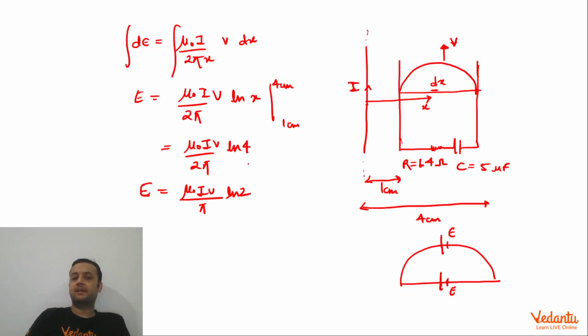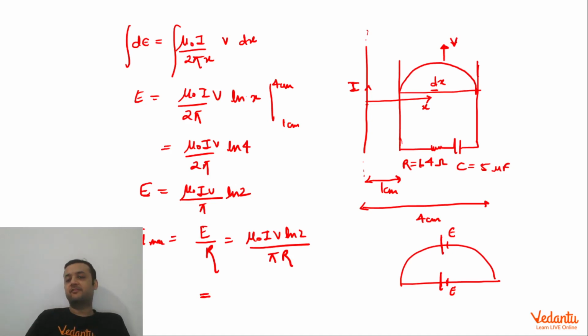So maximum current will happen when the EMF is maximum, and the EMF is maximum when the velocity is maximum. Even if velocity was changing, I maximum will be equal to E upon R, correct? So that is mu naught I V ln2 upon pi into R. So even if V was changing, I max will not change. I max will be the same. That means we can find the value of I max whether we take velocity to be changing with time or constant, although in reality velocity should change if there is no external agent.